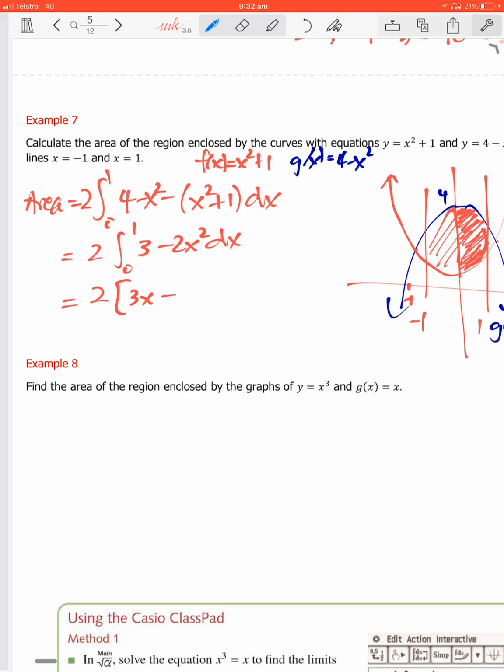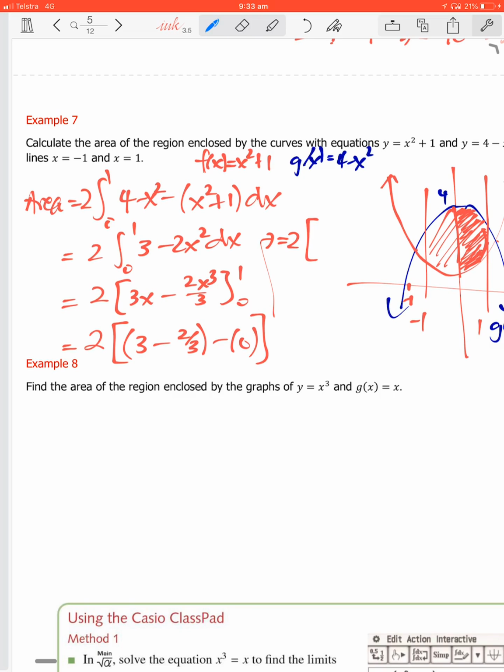3x minus 2x cubed on 3, between 1 and 0. Okay, we've got 2. When I sub 1 in, I get 3 minus 2/3 minus 0. What is 3 minus 2/3? That's 2 1/3, which is 7/3. Well, we know that that's just going to be 0.